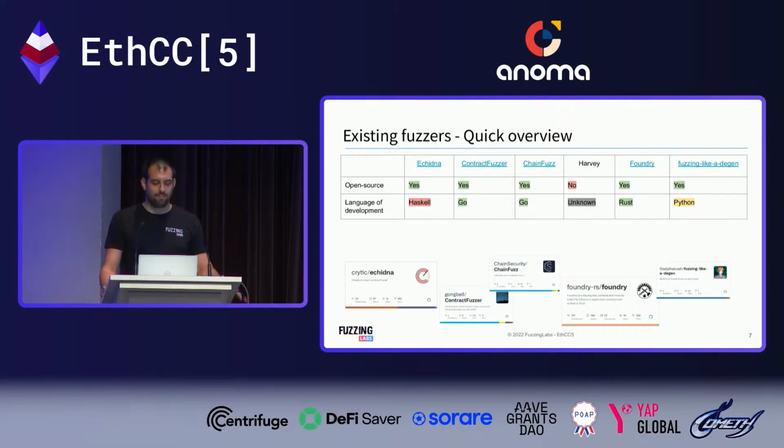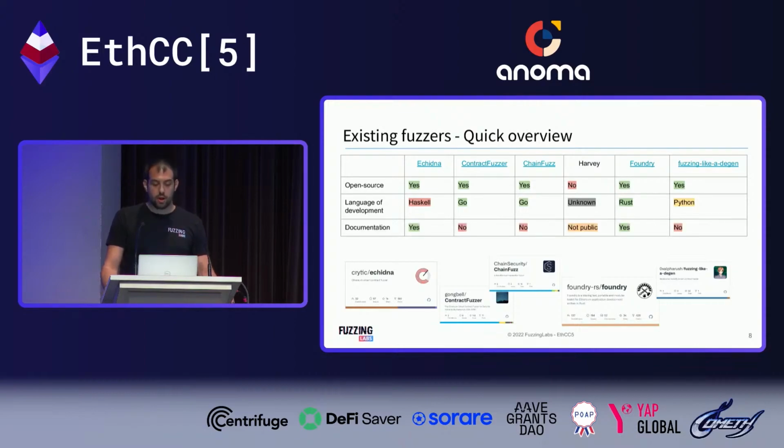So a bit of a red flag for Echidna in that case, because I don't know how many people are familiar with Haskell, but at least not me. Then we have Harvey, I don't know, unknown. We have some Go, we have some Rust, and also some Python. So for me, that's the main language that we should develop further in.